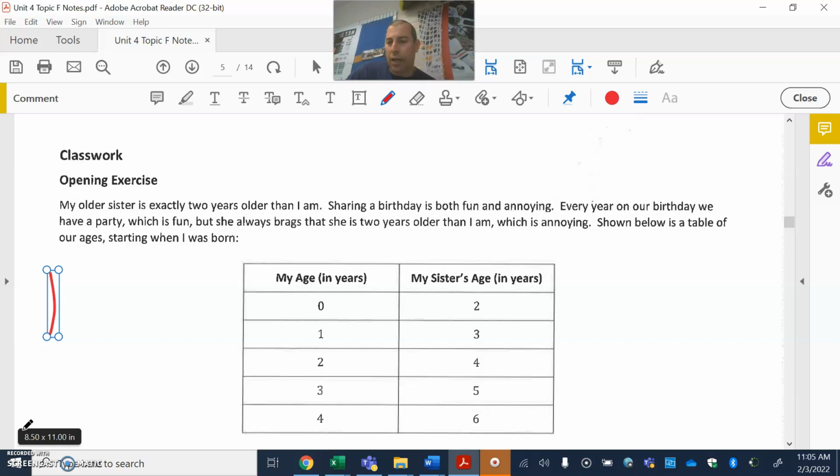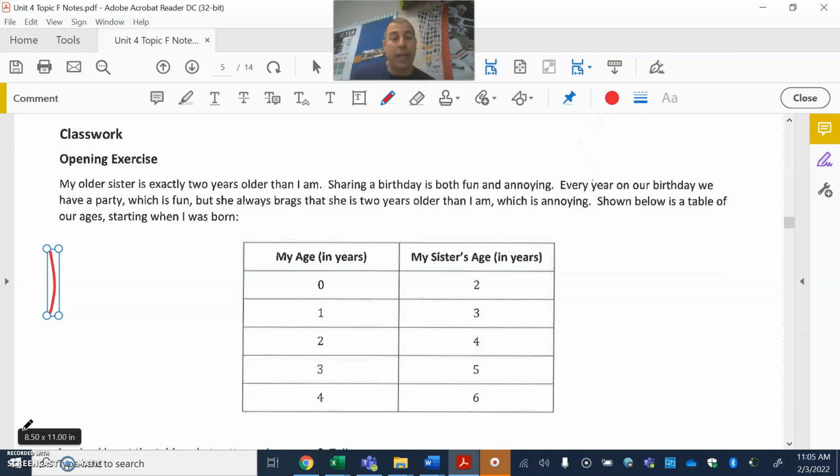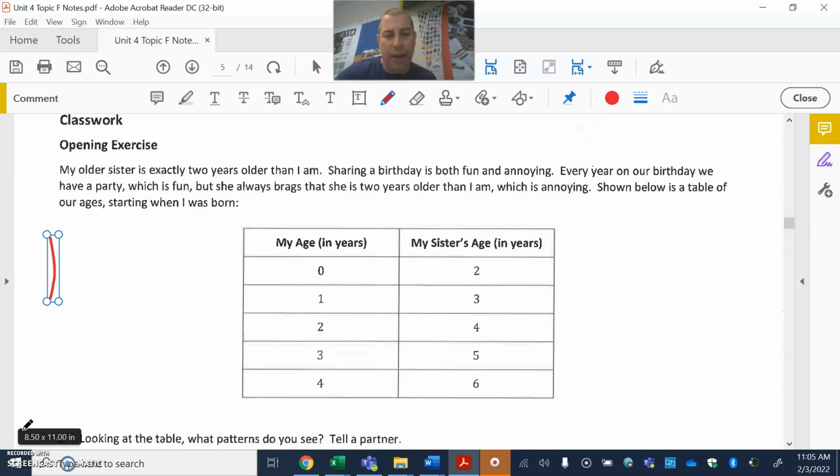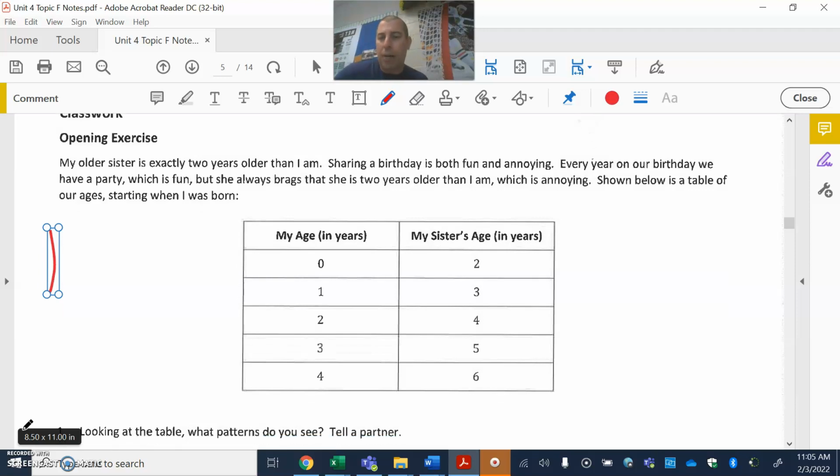We've got here my oldest sister, exactly 2 years older than I am. Sharing a birthday is both fun and annoying. Every year on our birthday we have a party, which is fun, but she always brags that she's 2 years older than I am, which is annoying. All right, so below shows the ages.